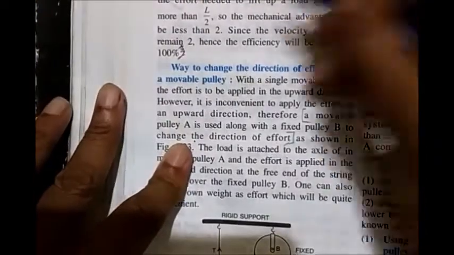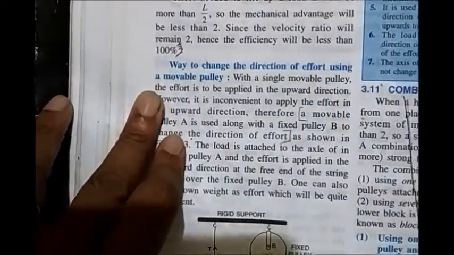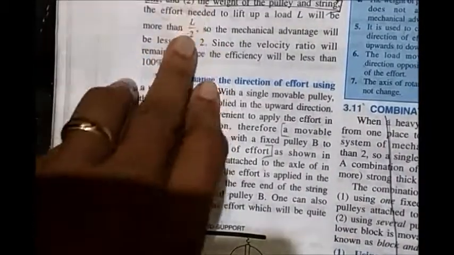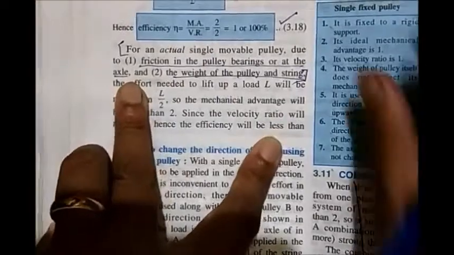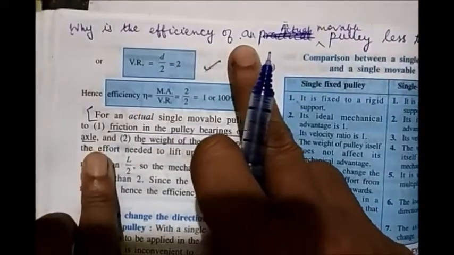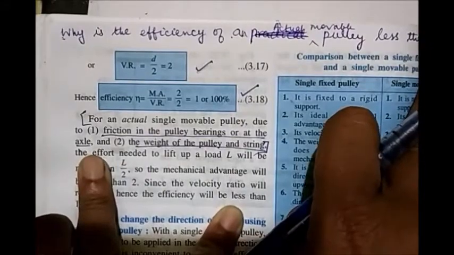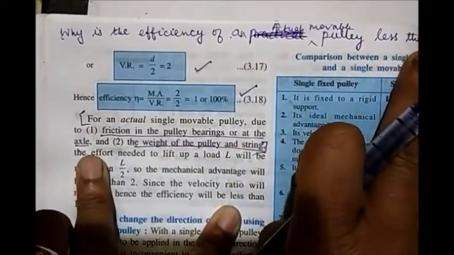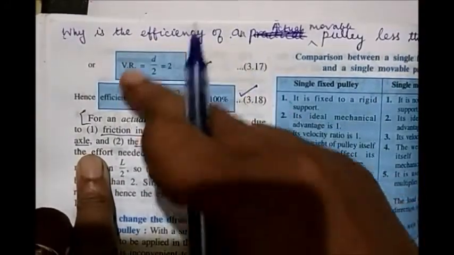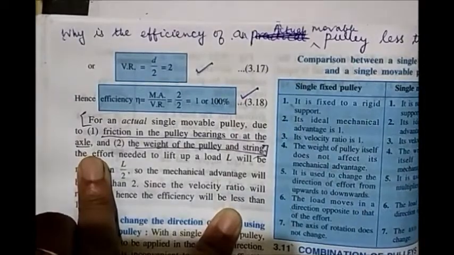Velocity ratio along with the explanation, and then the efficiency 100%. Now again the next paragraph says, for an actual single pulley, the question can be, why is the efficiency of an actual movable pulley less than 100%? This is the ideal case. Ideally their efficiency is 100%, but actually it is less than 100%.